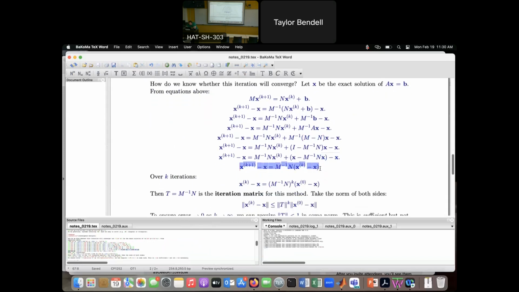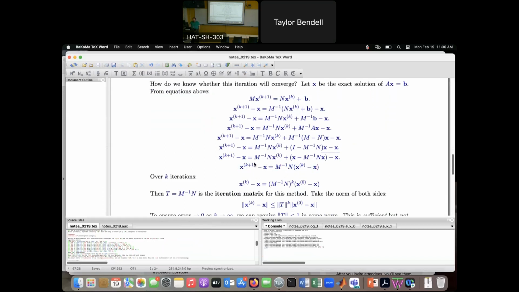Okay, so x_{k+1} minus x, the error after k plus 1 iterations, is equal to the error after k iterations multiplied by this matrix, M inverse N. So I want to make sure that if I have whatever vector, like my previous error, and I'm multiplying it by M inverse N, I want some kind of guarantee that multiplying by M inverse N will make it smaller. And that'll keep happening iteration after iteration.